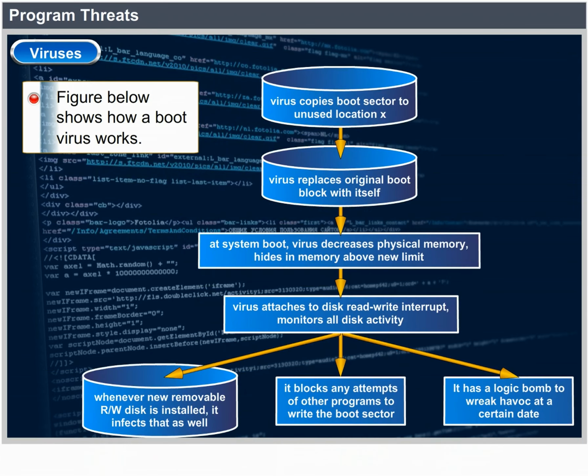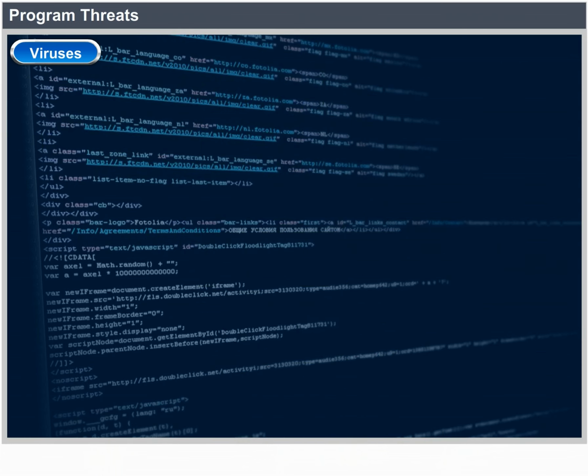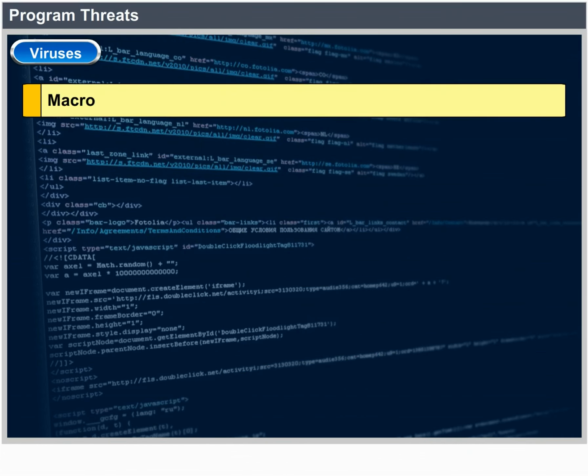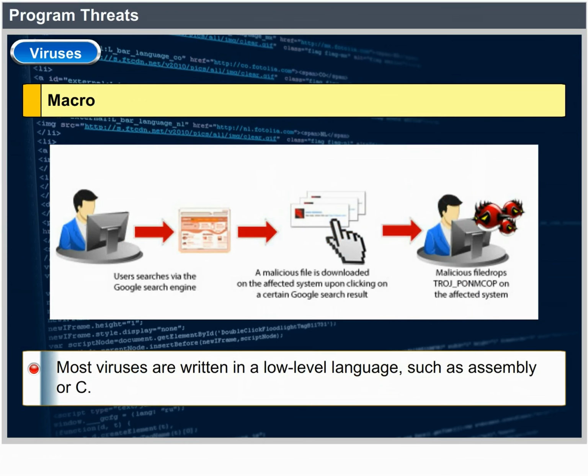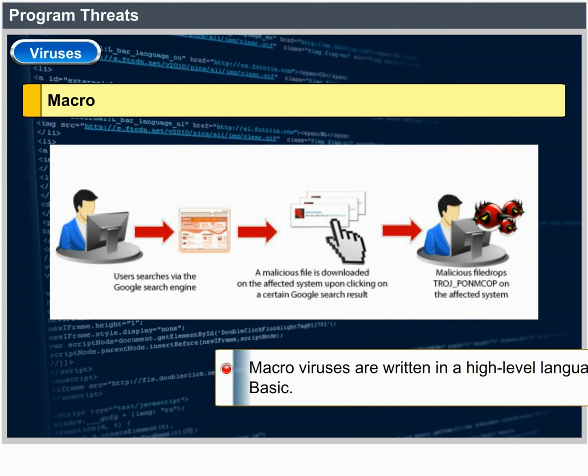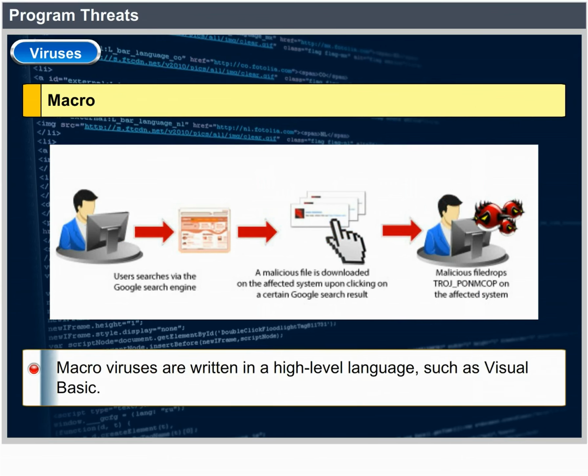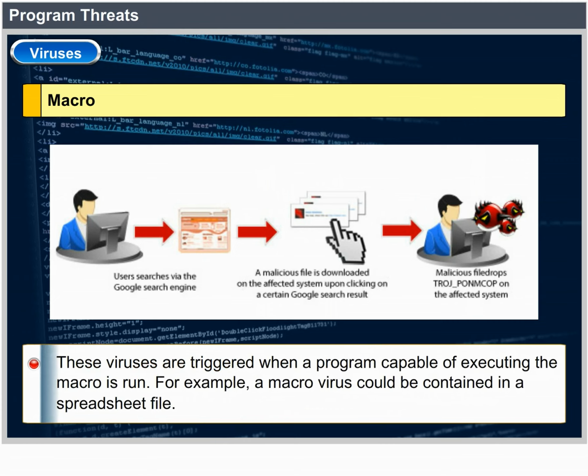Macro. Most viruses are written in a low-level language such as assembly or C. Macroviruses are written in a high-level language such as Visual Basic. These viruses are triggered when a program capable of executing the macro is run. For example, a macrovirus could be contained in a spreadsheet file.